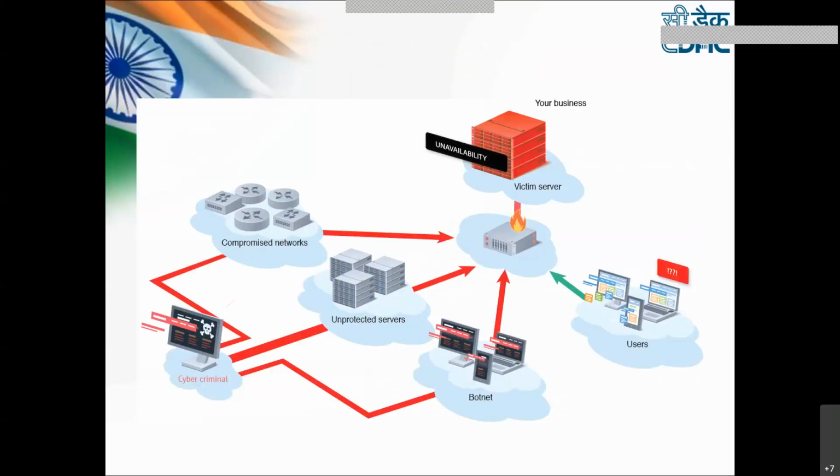A botnet can be anything: your phones, your mobiles, your iPhones, your iPads, your laptops, your desktops. If they have a vulnerability and are not patched, they're basically being compromised. They act as a botnet. Also, there would be servers that are not protected. There would be some networks, and they basically try to attack the victim server.